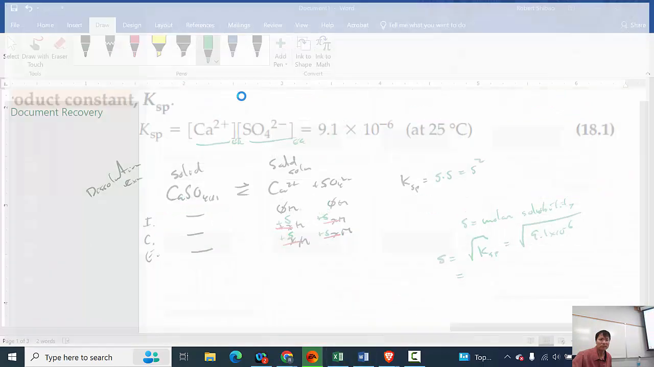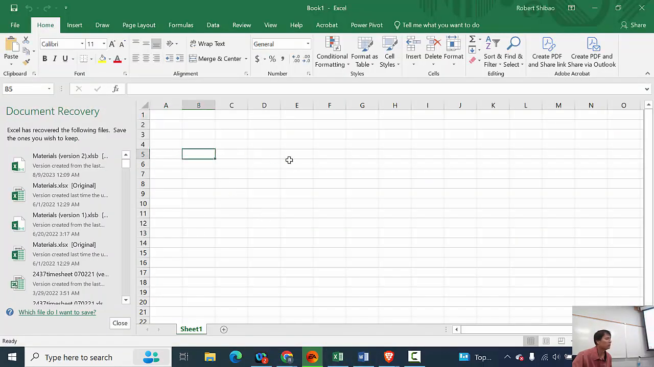and I lost my phone. I gotta find my phone. So I'll just do it in Excel. 9.1 times 10 to the minus, what is it, 6?